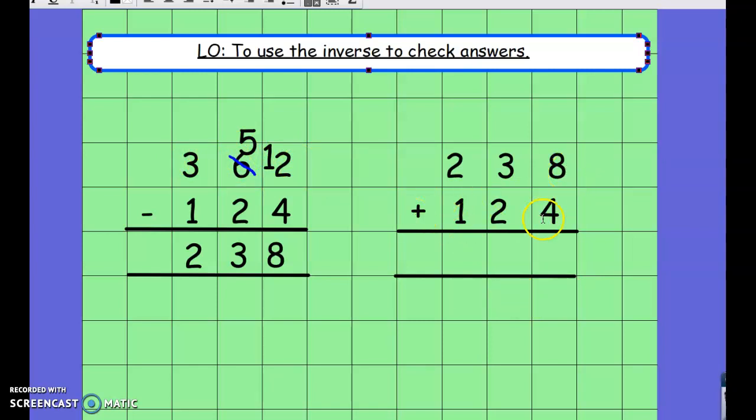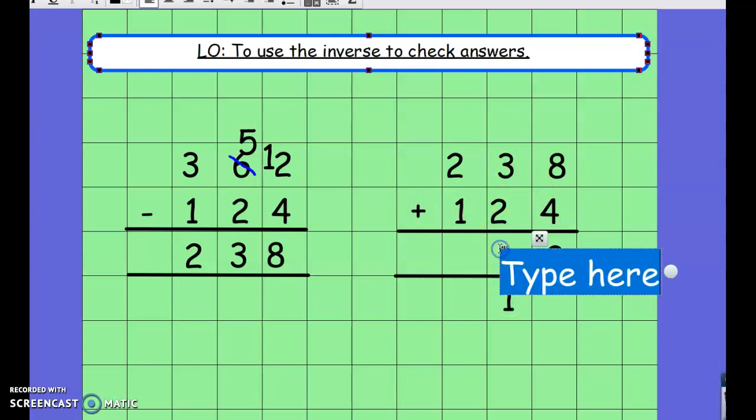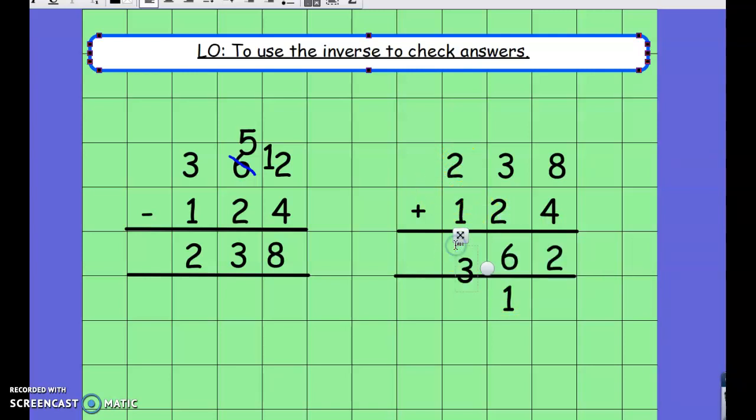Okay, 8 units add 4 units is 12. I need to carry my 10 over. Okay, 3 tens add 2 tens is 5 tens, not forgetting my 1 at the bottom, so 6. And then 200s add 100 is 3. Yep, 362. So can you see how we're using our knowledge from yesterday, so thinking about those 4 calculations, but this time you're going to have 1 calculation to work out, and you're just going to use the inverse to check your answer to hope that you get to the same answer.